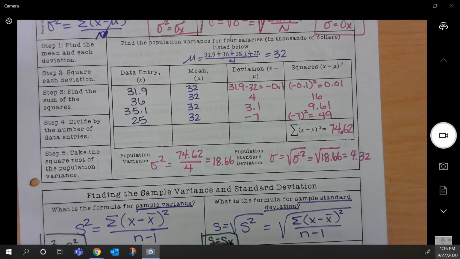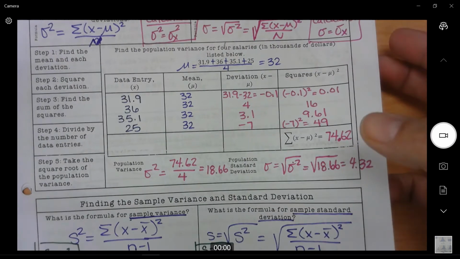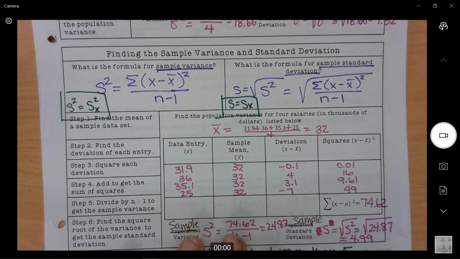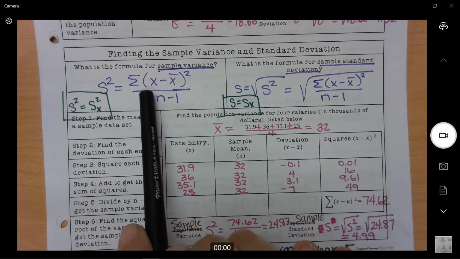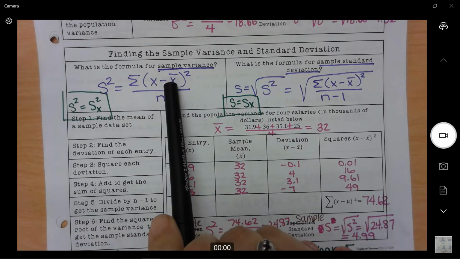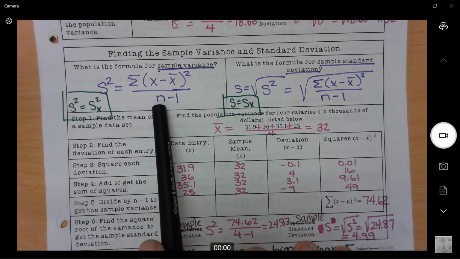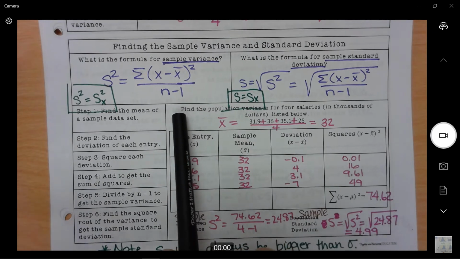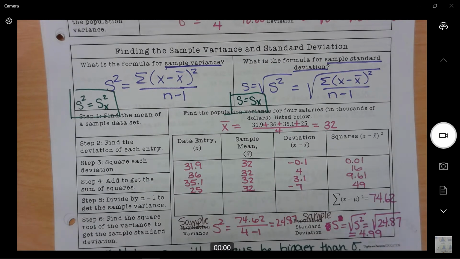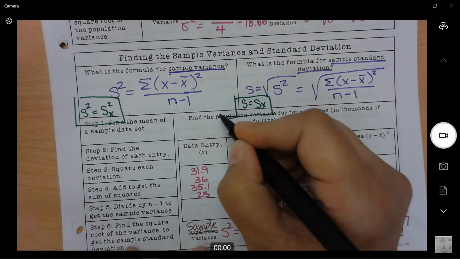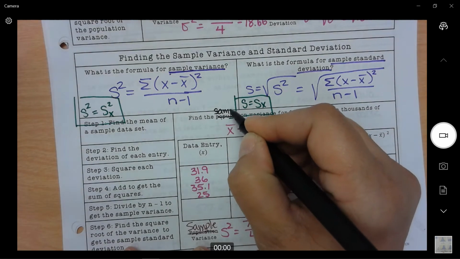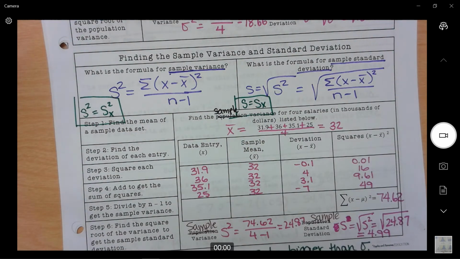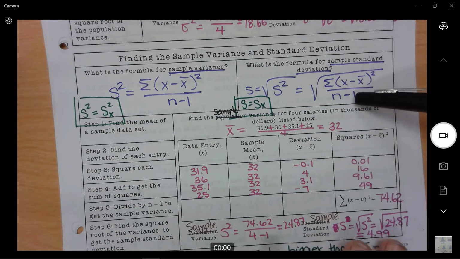Okay. So finding the sample standard deviation and variance is basically the same formula. The difference is you use X bar instead of mu, and it's n minus 1 because you're allowing for an allowance because you have a smaller population. So this actually should say sample. And then the square root of that will give you that.